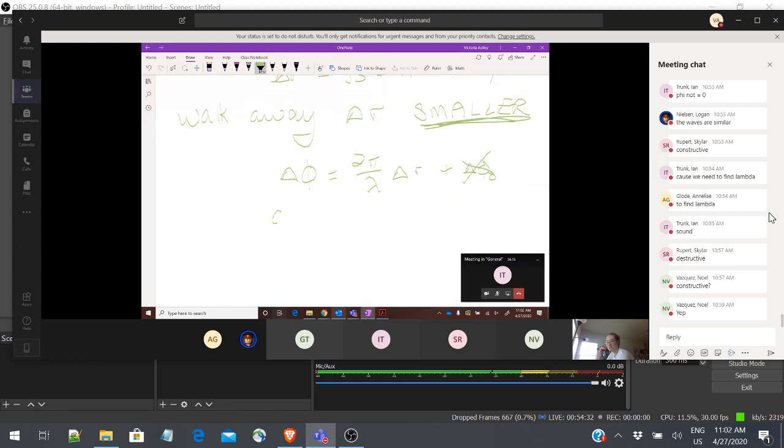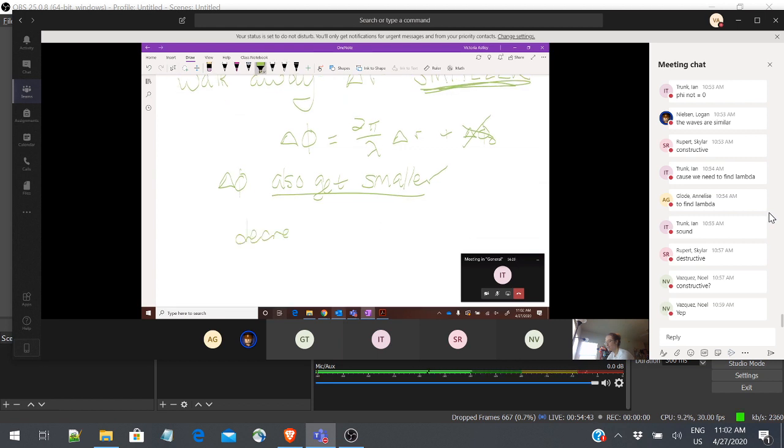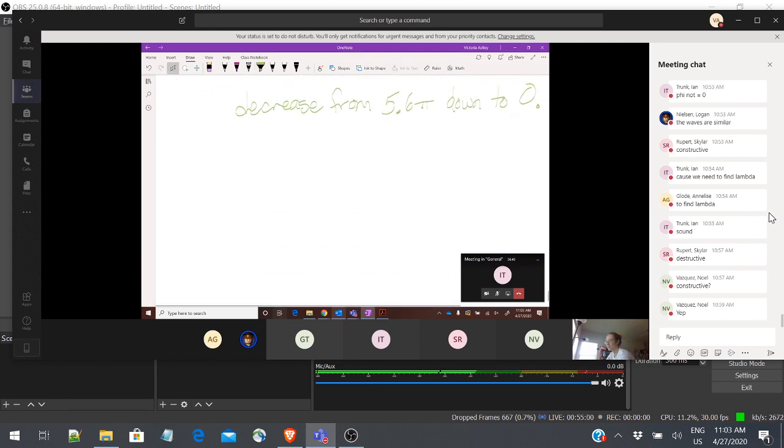Delta phi has to also get smaller. So it is going to decrease from 5.6 pi down to 0. You'll never actually reach 0, but it's asymptotic. It's going to get close. Okay. Decrease from 5.6 down to 0.